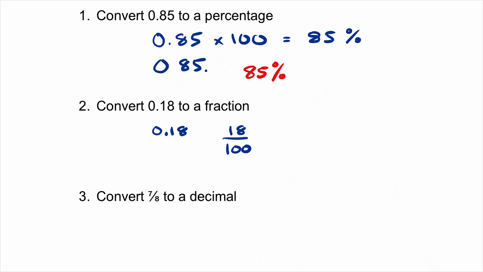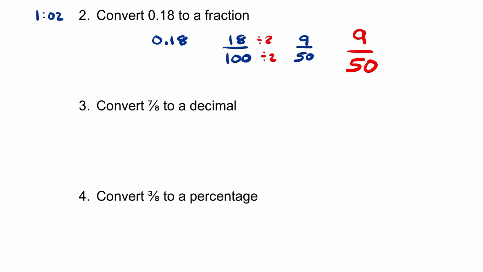So I can see that 2 can divide into the top and 2 can divide into the bottom. 18 divided by 2 gives us 9, and 100 divided by 2 gives us 50. So the only number that can divide into 9 is 3, and I can see that 3 cannot divide into 50. So our final answer is going to be 9 over 50.